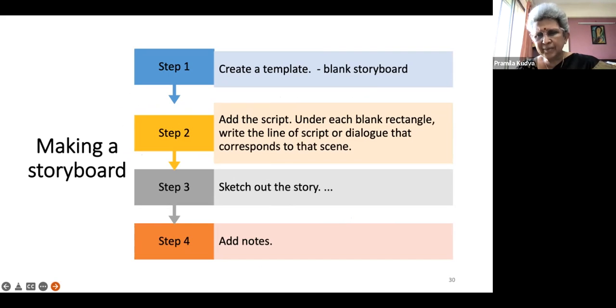Step one, make a template, which is a blank storyboard. Step two, add the script. Step three, sketch out the story. Step four, add notes. How do we do all this?